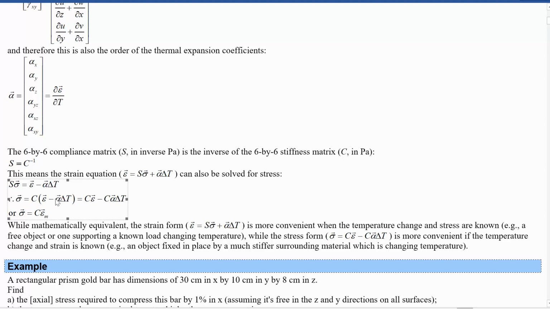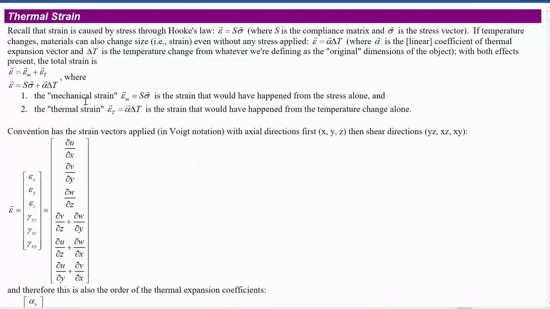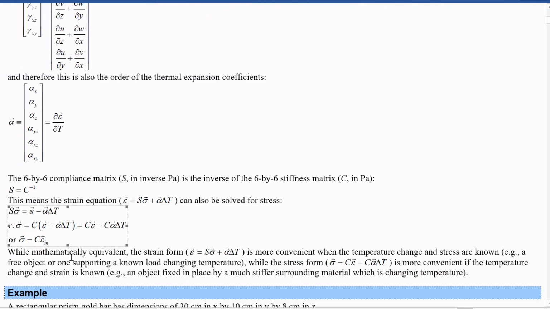This thing, epsilon minus alpha delta T, is the mechanical strain that we had earlier. So in this situation, it's the regular strain, the total strain, minus the thermal strain. So that's the same as S sigma, which is also the regular epsilon minus the thermal strain alpha delta T. Or we could just leave it in this form, epsilon minus alpha delta T, and carry this stiffness matrix through to come up with this new term, C times alpha delta T.